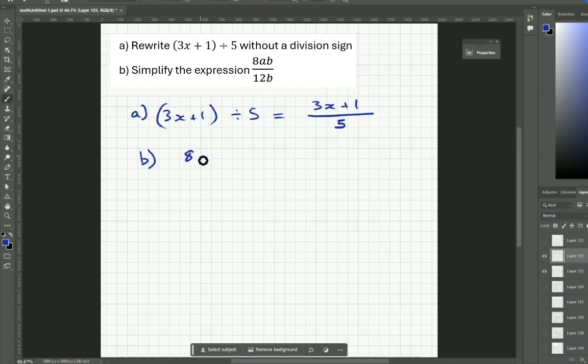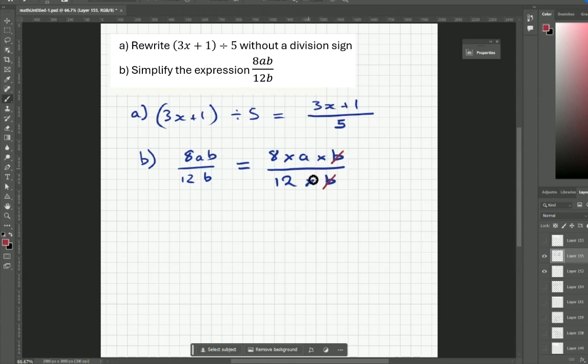So let's look at 8ab over 12b, and let's rewrite it using our multiplication signs. This is 8 times a times b, all over 12 times b. Now immediately you can see a common factor that we can get rid of. If we're multiplying the top and the bottom by b, then dividing the top and the bottom by b will also produce an equivalent fraction, so we can get rid of both of these.